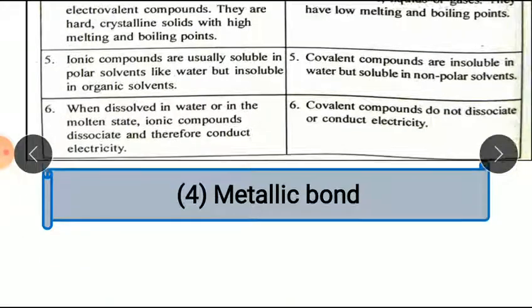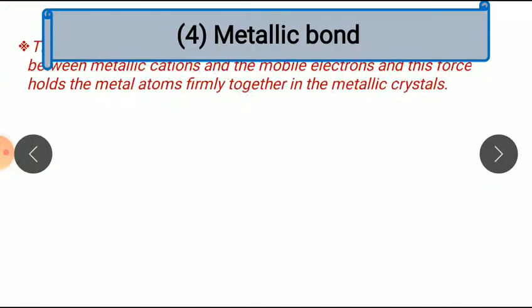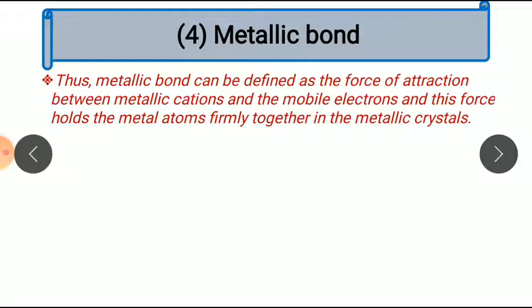Now we will see the fourth one, that is the metallic bond. First we will see the definition. A metallic bond can be defined as the force of attraction between metallic atoms and the mobile electrons, and this force holds the metal atoms firmly together in metallic crystals. That is the metallic bond.